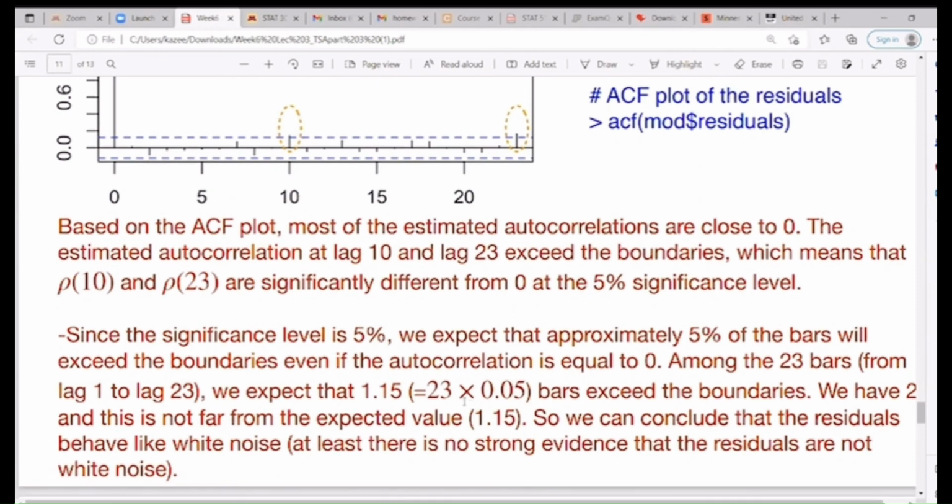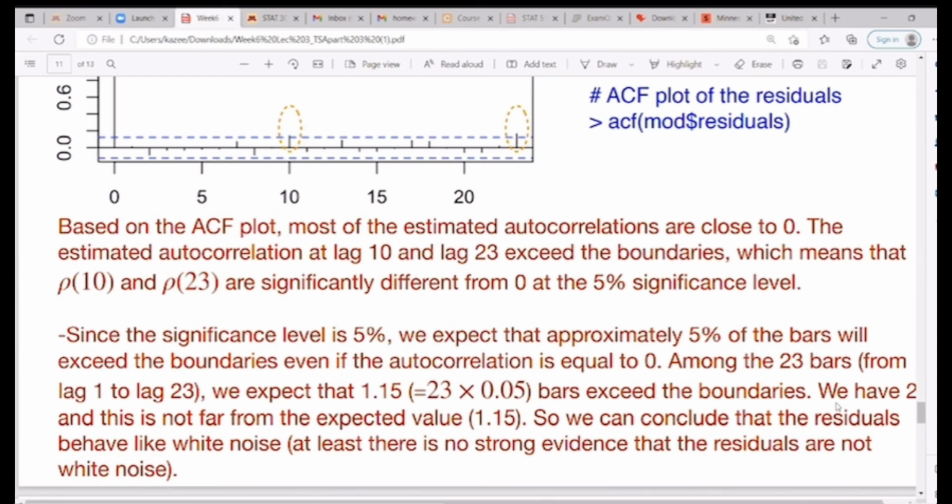If I want to calculate, we consider 23 lags. For 23 lags, if you multiply 23 by 0.05, that would be 1.15. Let's say approximately 2. And we only have 2 out. If 2 is out, there's no problem. This is not far from the expected value 1.15 using a 5% threshold. So we can conclude that the residual behave like a white noise.